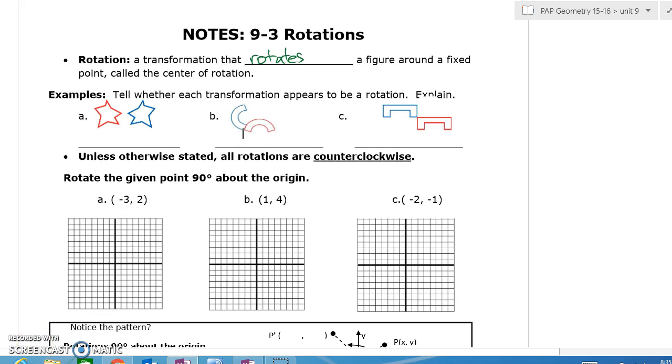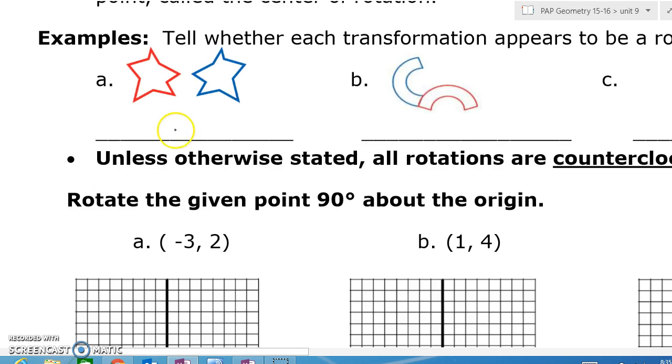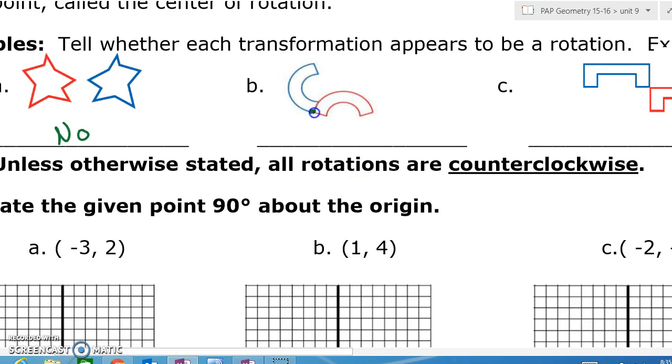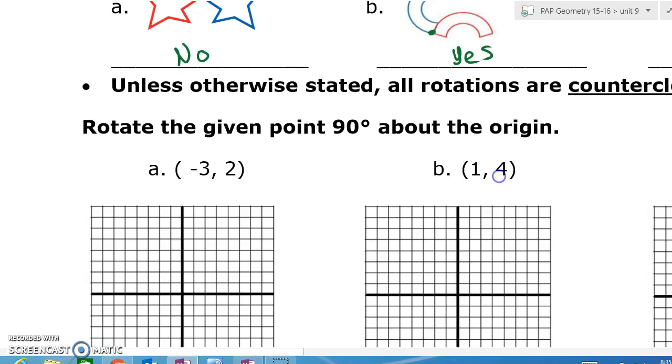So a rotation is a transformation that rotates a figure around a fixed point called the center of rotation. Now let's look at a few examples here. The first one, you can see this is clearly not a rotation. But here you see there is a center of rotation right here, and that looks like about a 90-degree rotation, so that one's good. This one is definitely not a rotation, that's a translation by the looks of it.